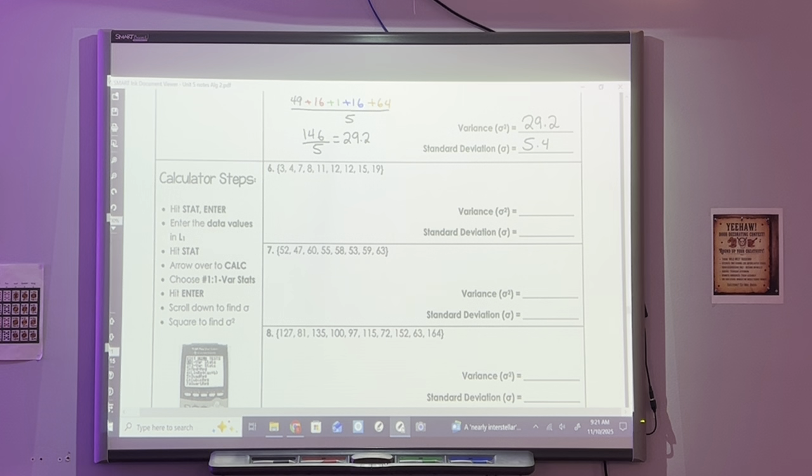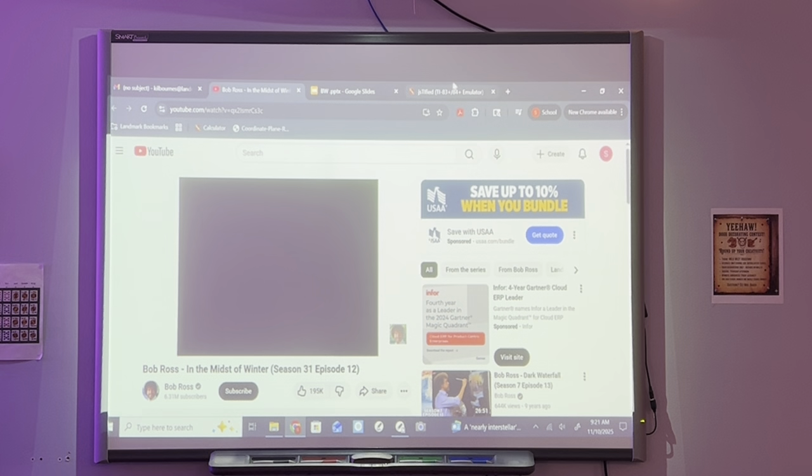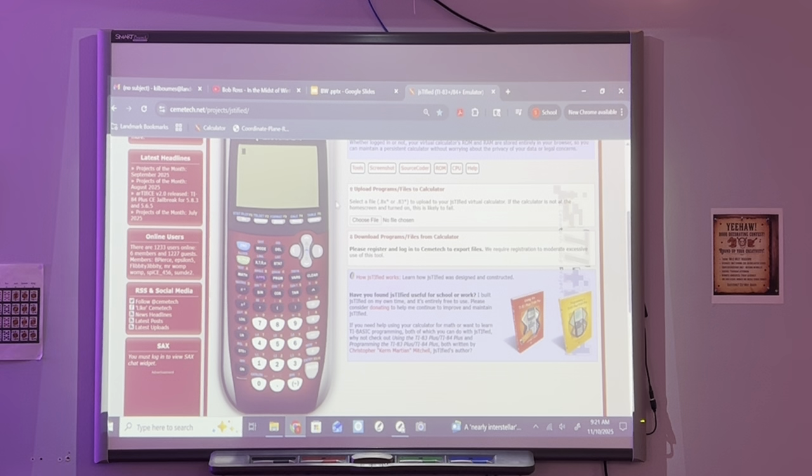Where's my mouse? It's over here. Professional recording math teacher is always prepared and always knows where his stuff is that he's gonna need to record a lesson. I found it. So I'm gonna go to my calculator. I was watching Bob Ross, okay, and that's pretty on brand.